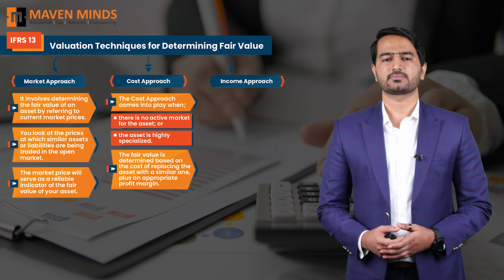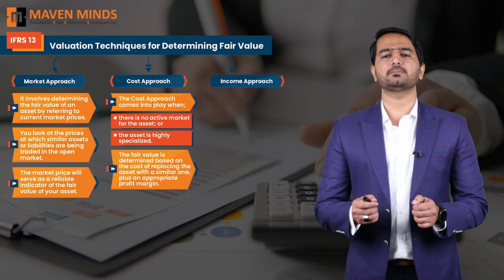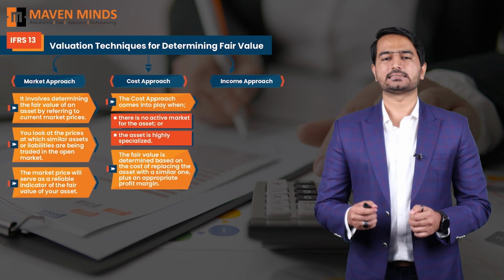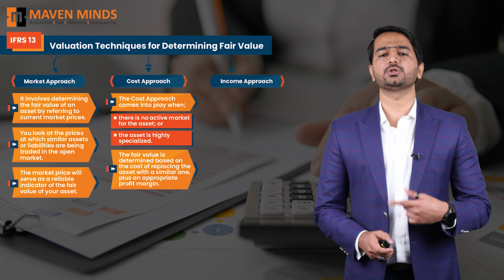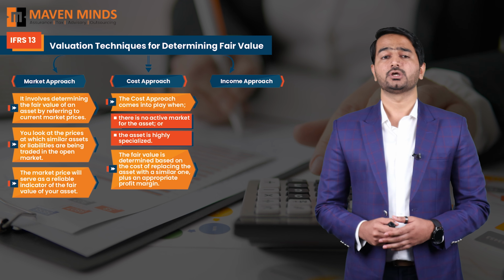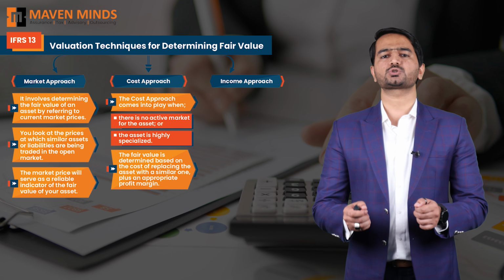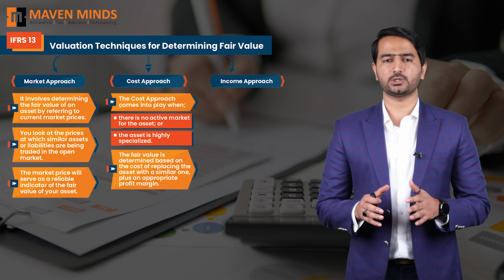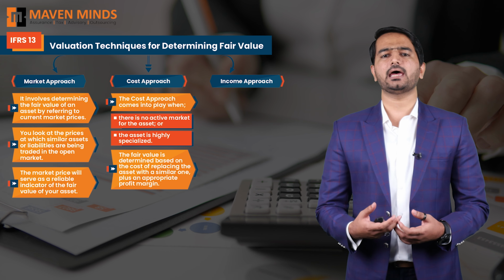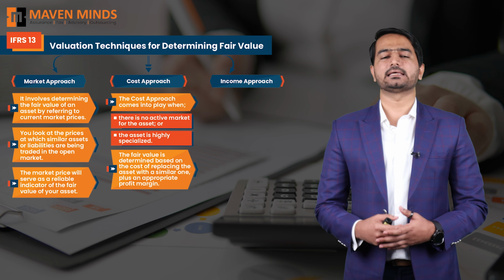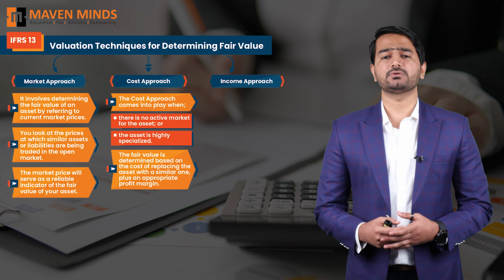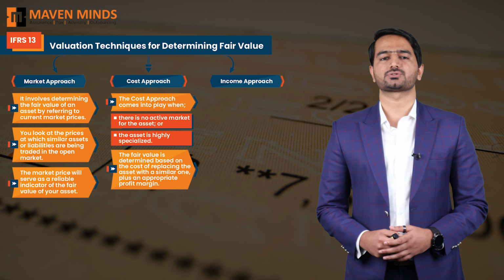For instance, if you own a custom-built piece of equipment that does not have a readily available market price, you would use the cost approach. You would estimate the cost of building a similar piece of equipment today and then add a profit margin to determine its fair value. And then the third approach we have is the income approach.